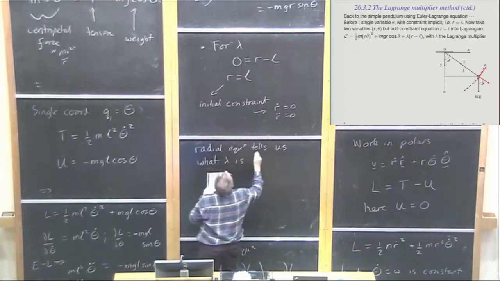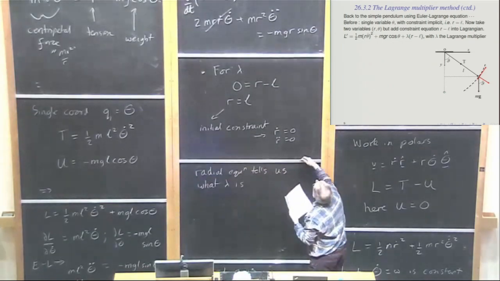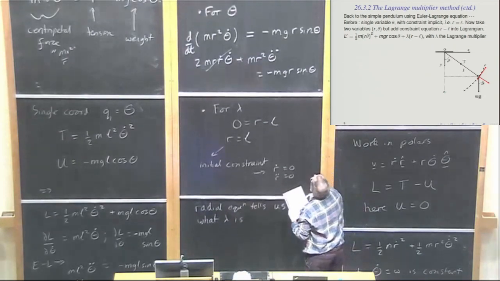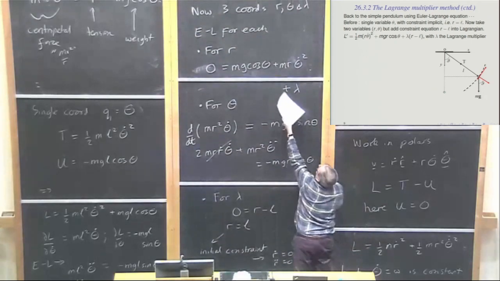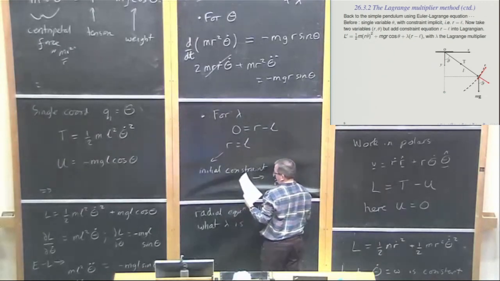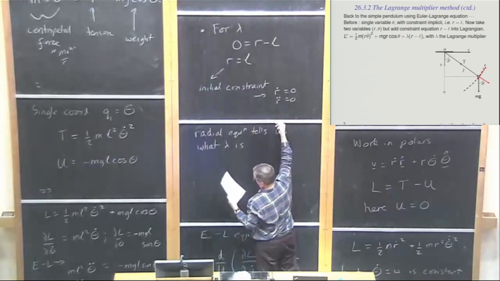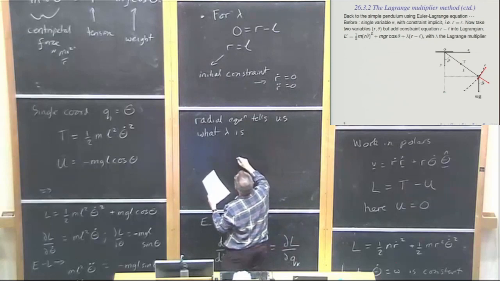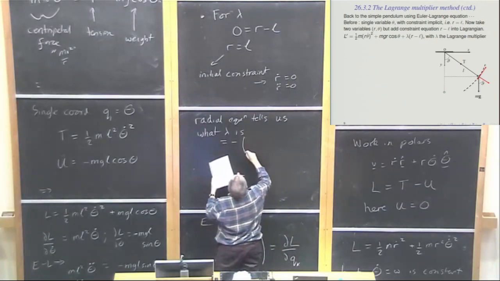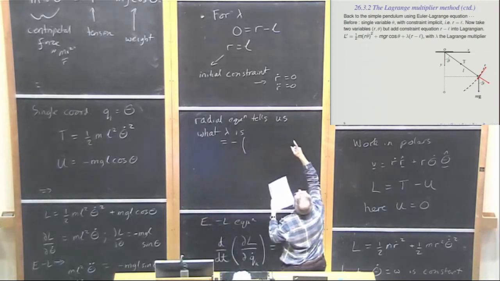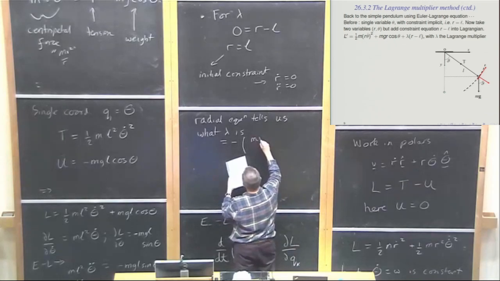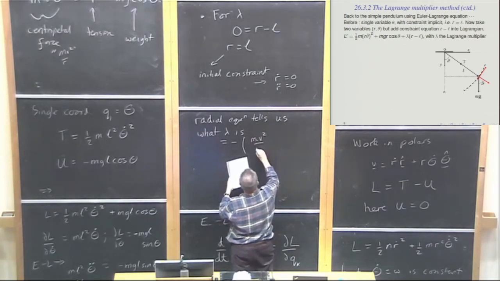And I'll show you why we care about that in a second, but yes, this equation can be solved to give you lambda. And it's obviously equal to minus, so let me write that radial equation, and I will write it in terms of v rather than theta dot, just to make it clear what we have.